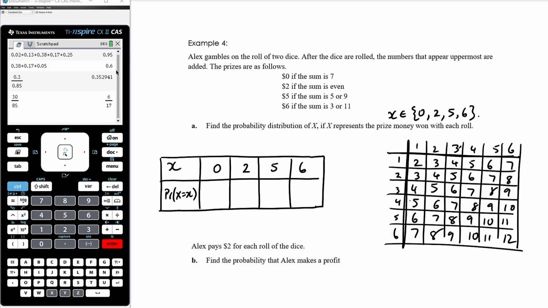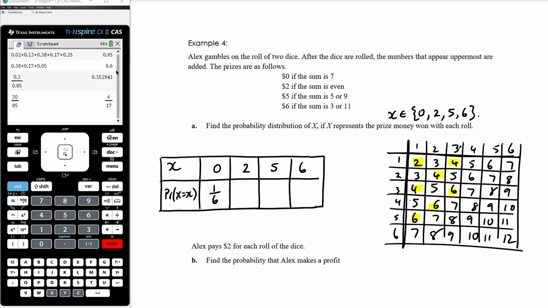That happens if the sum is 7, okay, and we can see that that is there. There's 6 out of 36 outcomes with a sum of 7, so that's a probability of 1/6. Okay, $2 if the sum is even. Okay, so even, we've got 1, 2, 3, 4, 5, 6, 7, 8, 9, 10, 11, 12, 13, 14, 15, 16, 17, 18. So 18 out of 36 is indeed half.